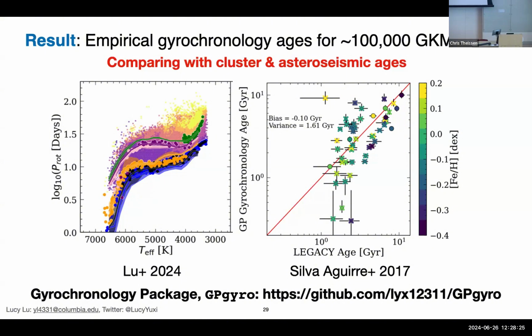And these stars are actually not in our training set at all, so we're just predicting them as a test set. And these stars are colored by metallicity, and you can see that we're able to mostly predict or infer the same age as the asteroseismic ages, all the way up to 10 gigayears. And we have a scatter of around 1.5 gigayears for that.